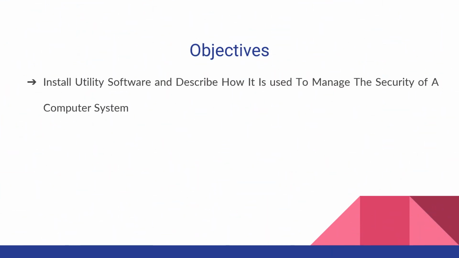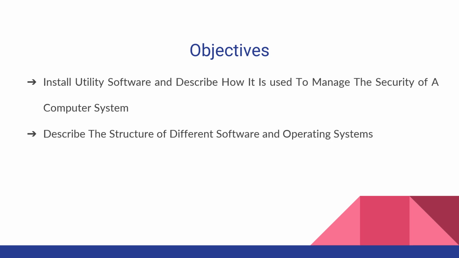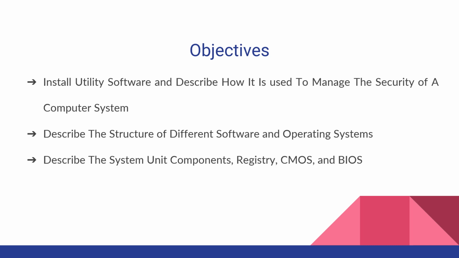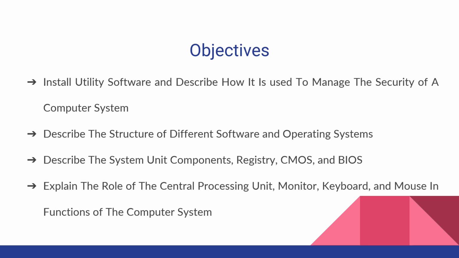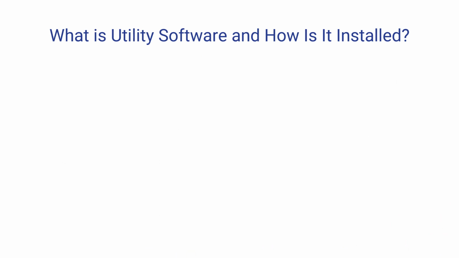The objectives of this video are: install utility software and describe how it is used to manage the security of a computer system. Describe the structure of the different software and operating systems. Describe the system unit components, registry, CMOS and BIOS. And explain the role of the central processing unit, monitor, keyboard and mouse in the function of the computer system.